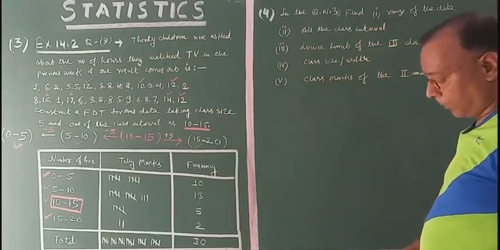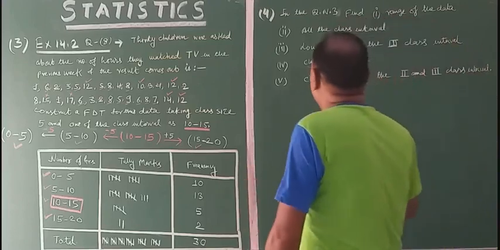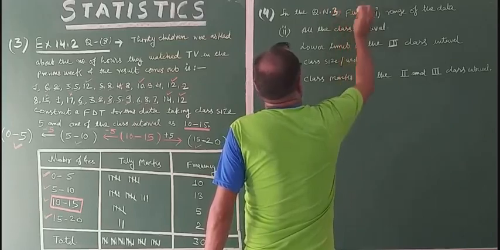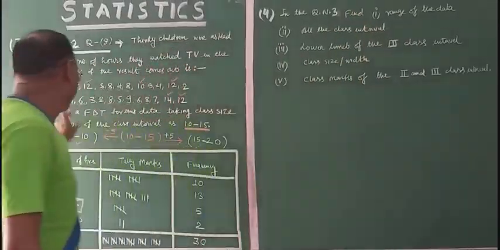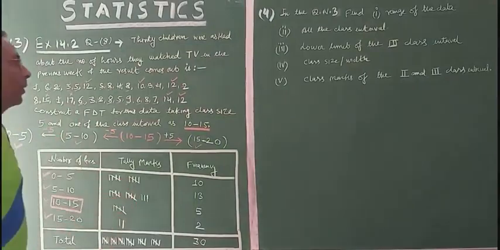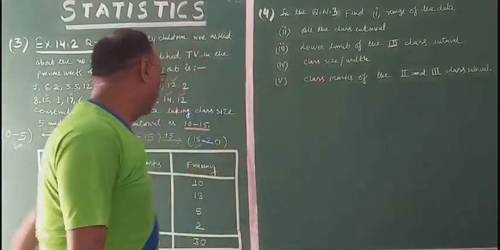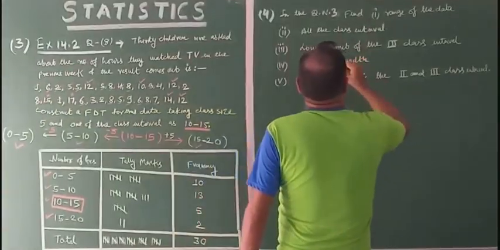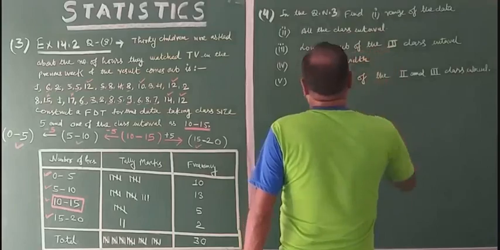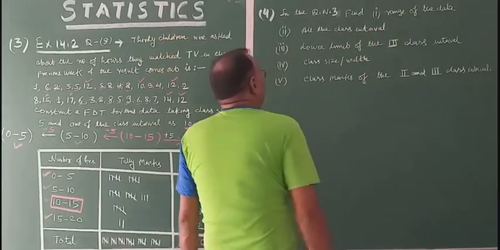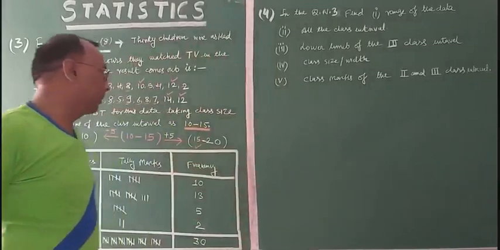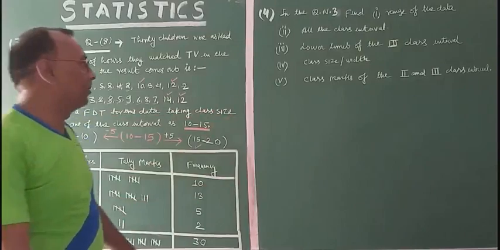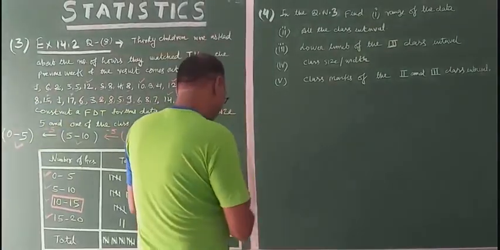In question number 3, in the given question, find the range of the data. In this question, second, all the class intervals, third part, lower limit of the third class interval, fourth one is class size or class width, and the fifth part is class marks of the second and third class interval. Is it okay? So just look at the solution.